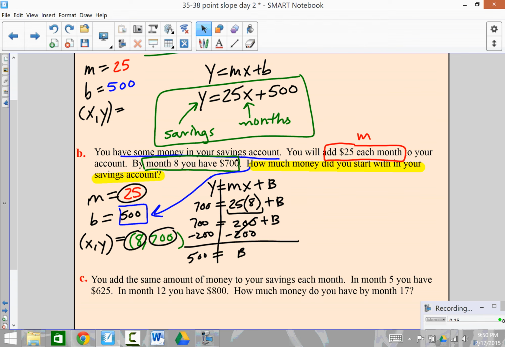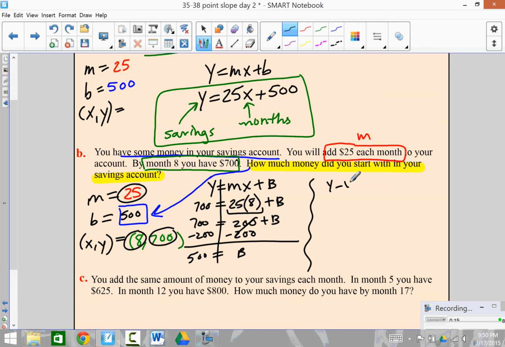Now, what does this have to do with point-slope form? Okay, so this is one way to solve it. This is one method. I'm going to give you a second method to solve. If you decide that this is your preference, that is up to you. I'm just giving you a second way to solve this. So how does point-slope form relate to this problem here?